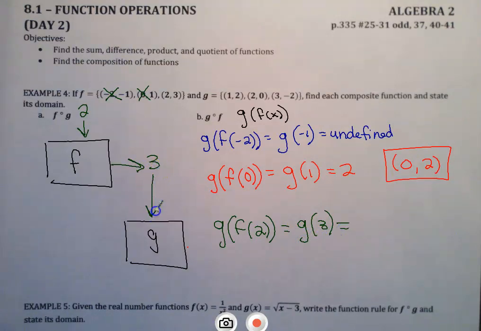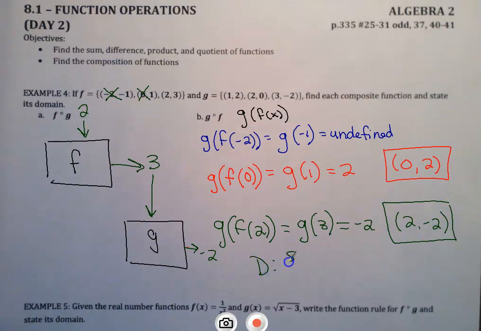We're going to put it in the G machine. And what do we get out, Ethan? -2. Correct. So my ordered pair here is what, Ethan? You got it. Okay, and how about my domain here, Brandon? 0, 2.